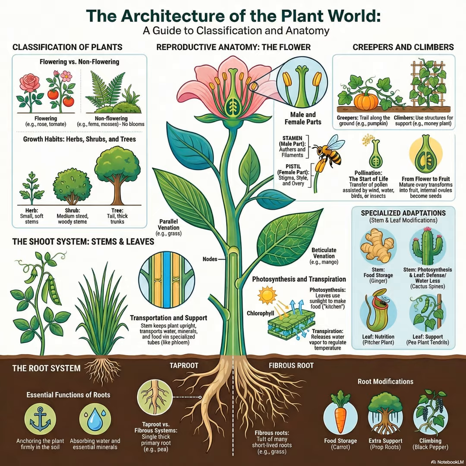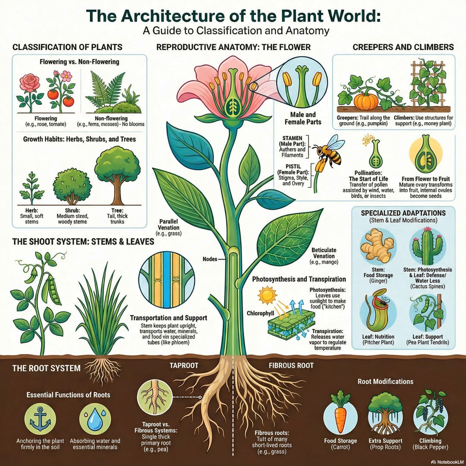The ground supports them. It's incredibly smart, but it has a flaw. You can get stepped on easily, and you're constantly competing with the grass. True. Which brings us to the climber. The climber is the ultimate hacker. The text lists the money plant, the pea plant, and the grapevine for this one.